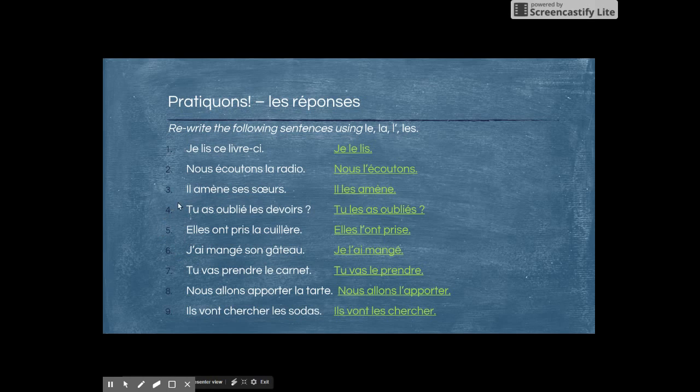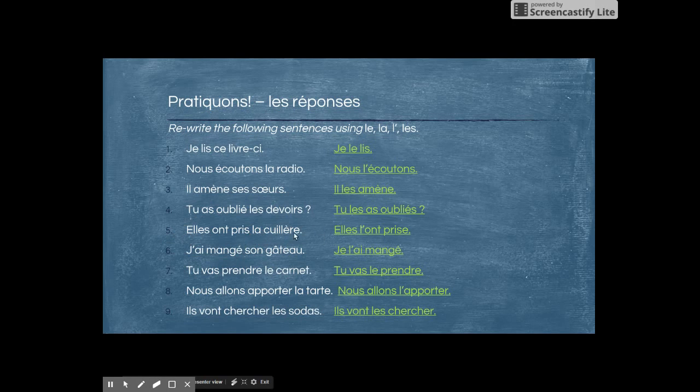4, 5, et 6 were all passé composé, so it needs to go before our helper verb, right before both parts of our verb. So tu as oublié les devoirs. Les devoirs is masculine plural. When we put it before avoir, tu les as oubliés, we need to add an S to our past participle to agree with the preceding direct object, which is les, and it is masculine plural, so we need to add S.